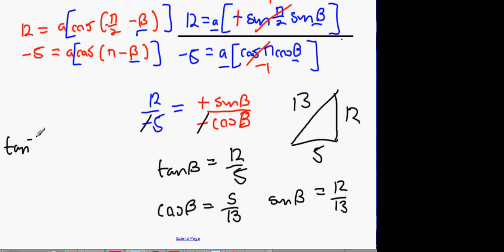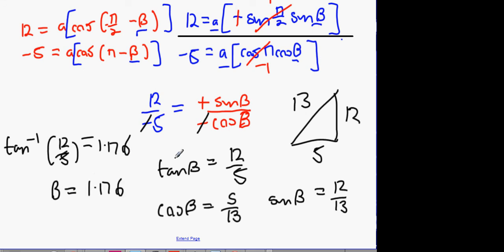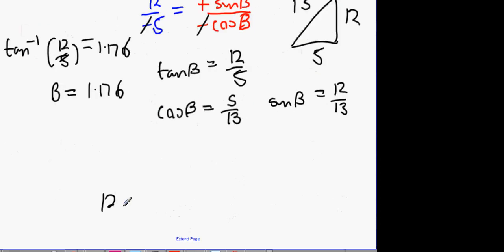Now the only thing left to find is what? The amplitude, isn't it? And we know that 12 equals A sine b, doesn't it? So 12 equals A sine b. Therefore, A equals 12 over sine b, and sine b is 12 over 13. So it's 12 divided by 12 over 13. This makes the amplitude 13. Okay. Well done, guys.